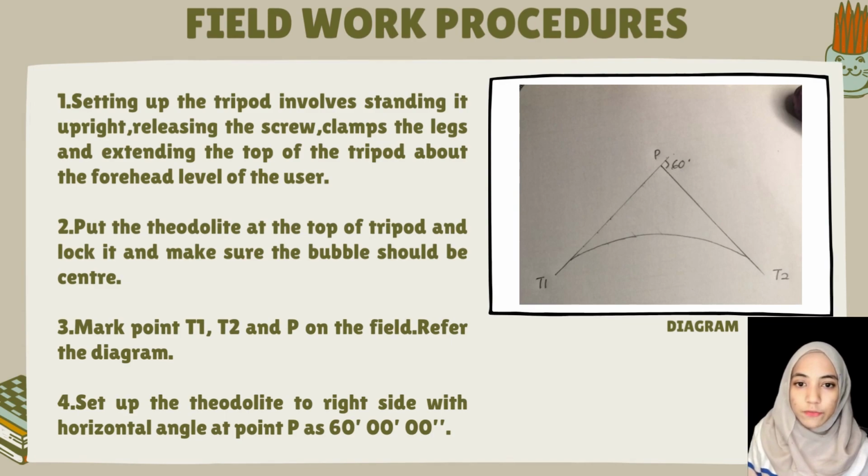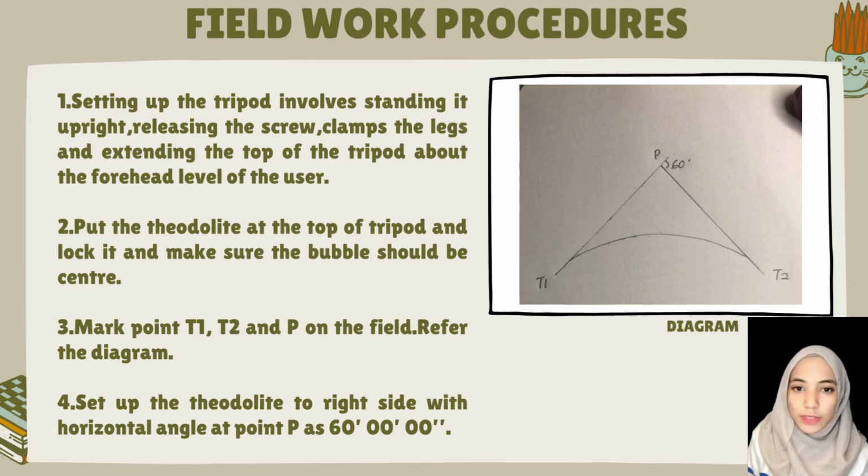Next, I will explain the fieldwork procedure. First step is setting up the tripod, which involves standing it upright, releasing the screw clamps on the legs, and extending the top of the tripod to about the forehead level of the user. Second, put the theodolite on top of the tripod and lock it, and make sure the bubble is centered.